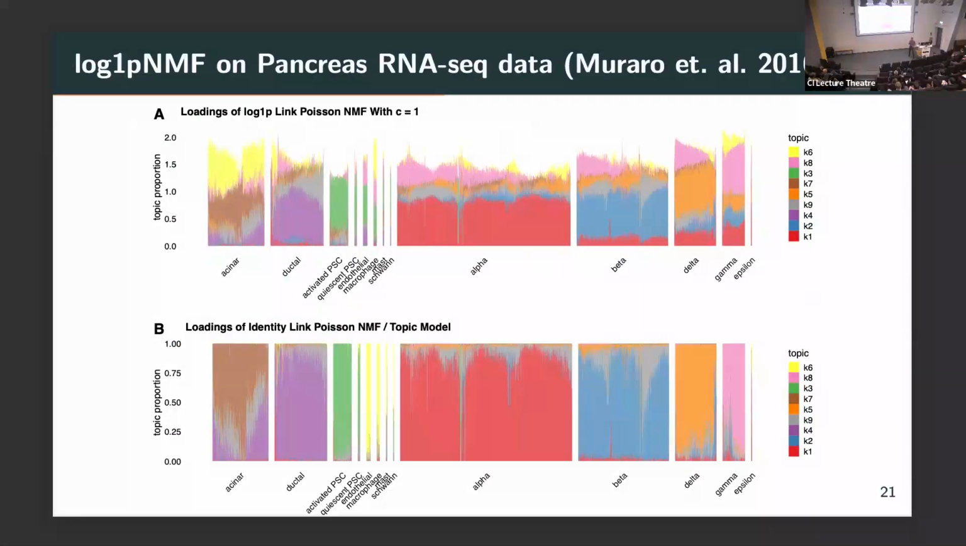So this is another RNA sequencing data set to illustrate the difference between the two. Again, I'm going to focus on the fact that they're different and convince you of that first. So these are pancreatic cells, and maybe I'll start with the topic model here.